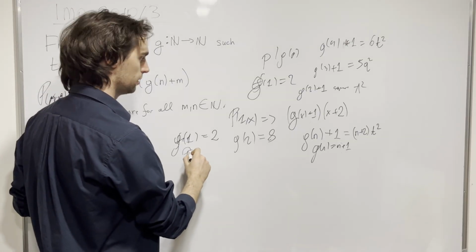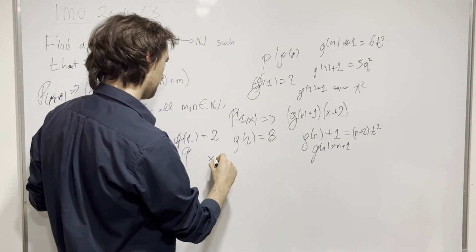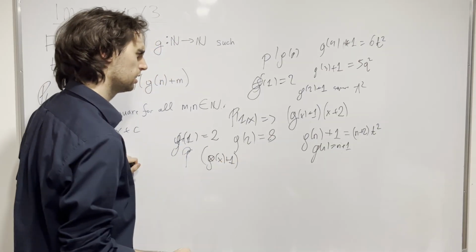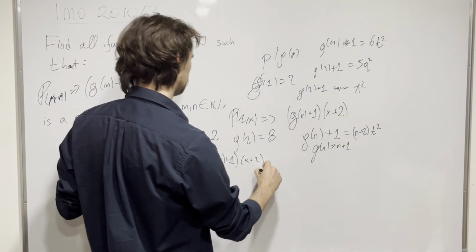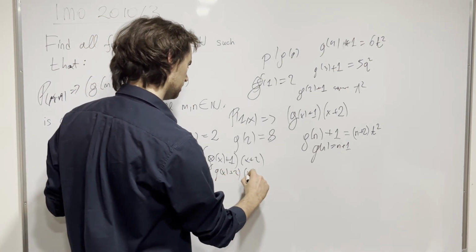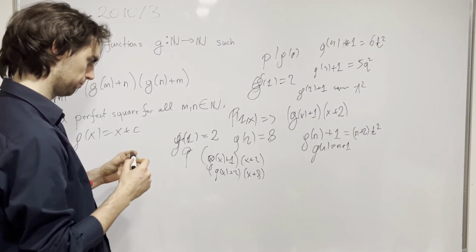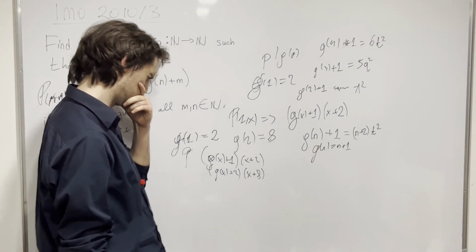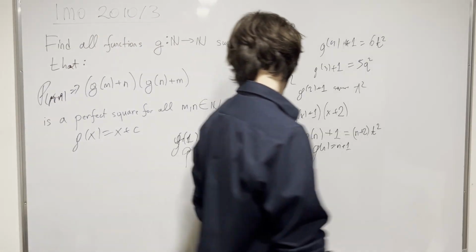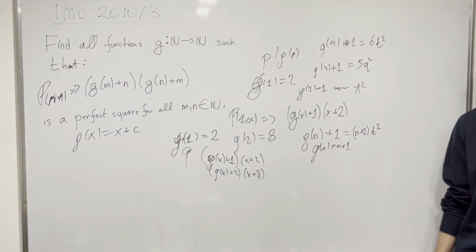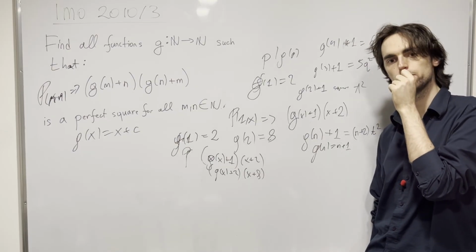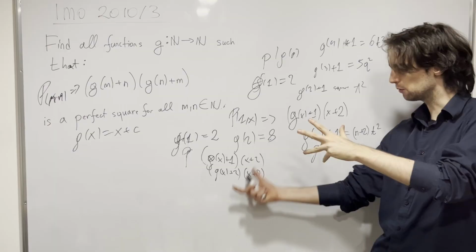So now I have g of x plus 1 times x plus 2 is a square, and g of x plus 2 times x plus 8 is a square. Okay. g of x plus 1, g of x plus 2, these are squares. x plus 2, x plus 8. What do we want to do with x? What kind of x do we want to set up? Pause for 5 minutes, think about it. How would you get to a contradiction here?